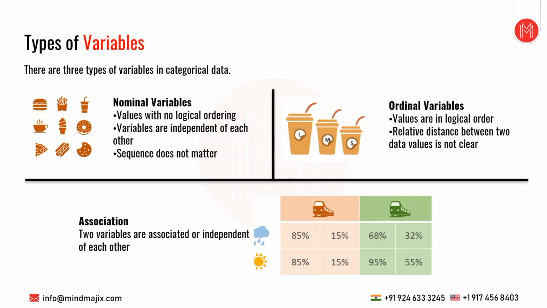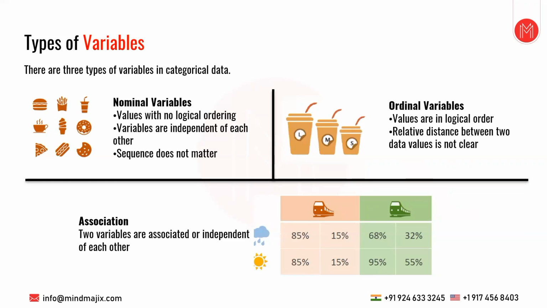So first of all, let's start with the nominal variable. A nominal variable is a type of variable that is used to name, label, or categorize particular attributes that are being measured. It takes qualitative values representing different categories, and there is no strict ordering of these categories. Some examples of nominal variables include gender, name, phone, etc. Values with no logical ordering. Variables are independent of each other and sequence does not matter.